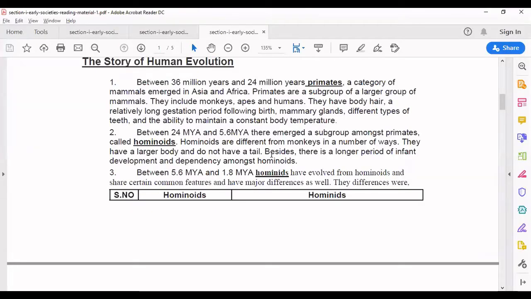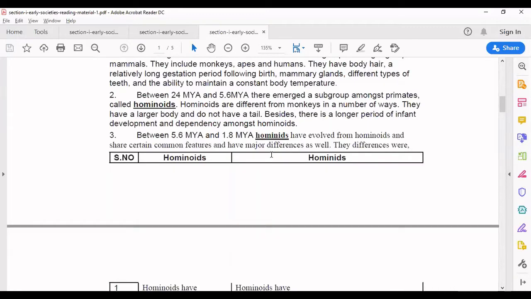Okay, the next is between 24 million years and 5.6 million years ago, there was a subgroup among the primates called hominoids. Now, hominoids are different from monkeys. They have a larger body and they do not have a tail. There is also a longer period of infant development and dependency among the hominoids.